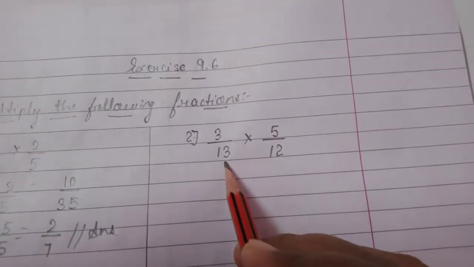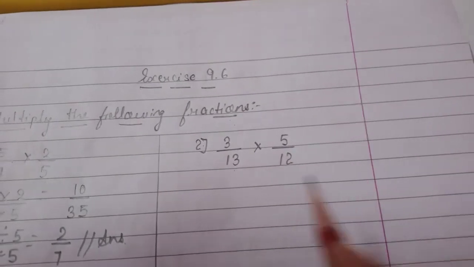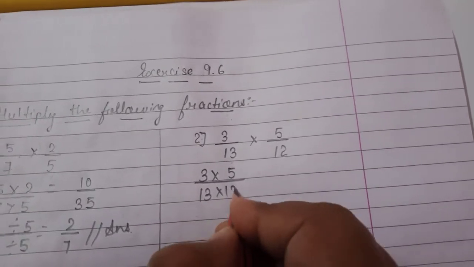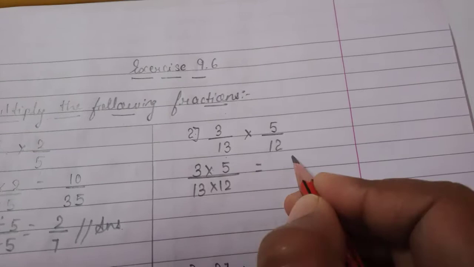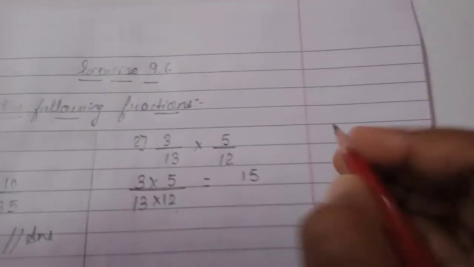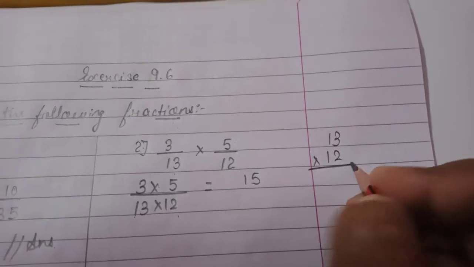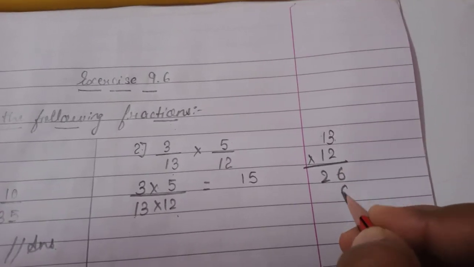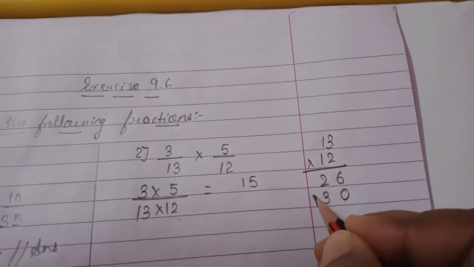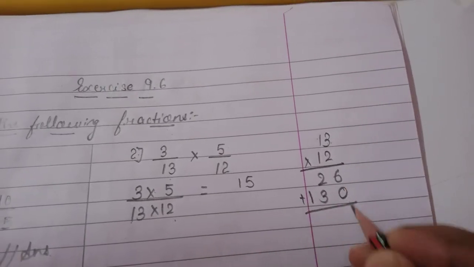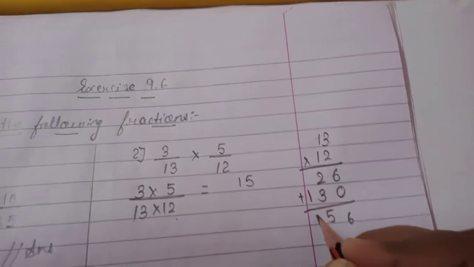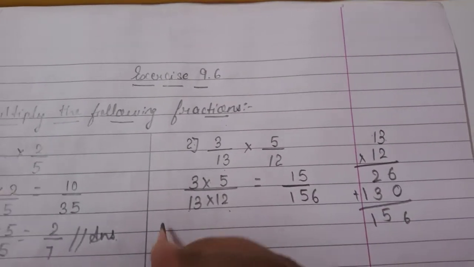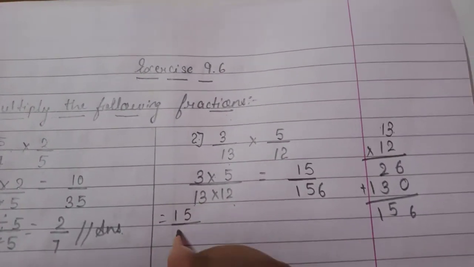Now number 2, 3 upon 13 multiply by 5 upon 12. We will multiply directly. 3 multiply by 5 upon 13 multiply by 12. So 3 fives are 15. 13 multiply by 12, we multiply and see. 2 threes are 6, 2 ones are 2. 2 digits are there, so we will write 0. 1 three is 3, 1 one is 1. So we will add now. 6 plus 0 is 6, 2 plus 3 is 5, and 1 we bring down. So the answer is 15 upon 156.